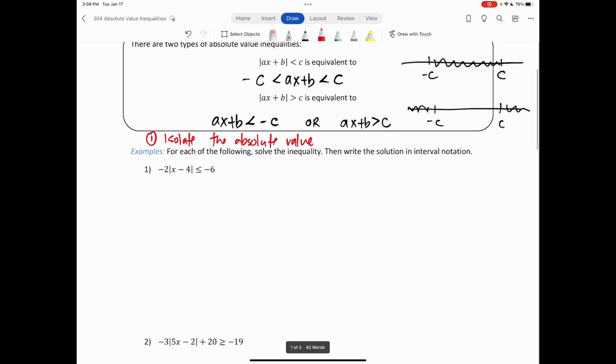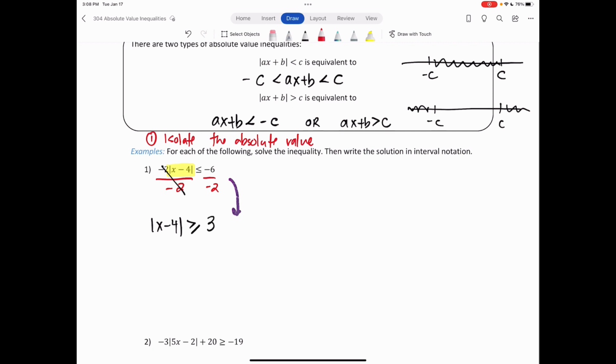So let's start with example number 1. Negative 2, absolute value, x minus 4, that's the part we want to get all by itself, is less than or equal to negative 6. So I'm going to start by dividing everything by negative 2. When you divide by a negative, you have to flip. So this is going to be absolute value, x minus 4, greater than or equal to positive 3.